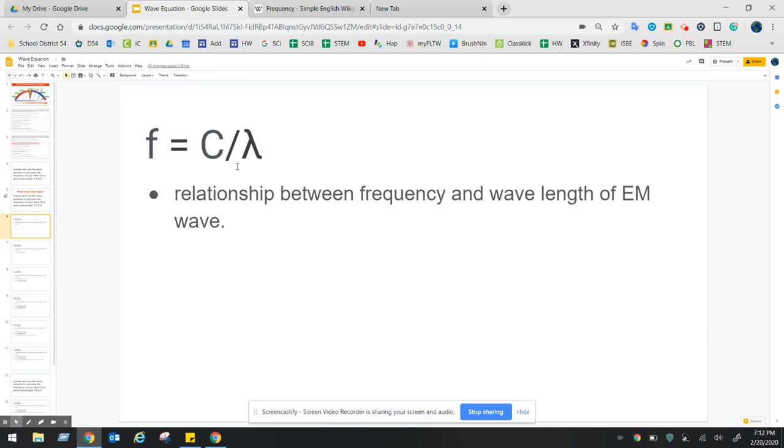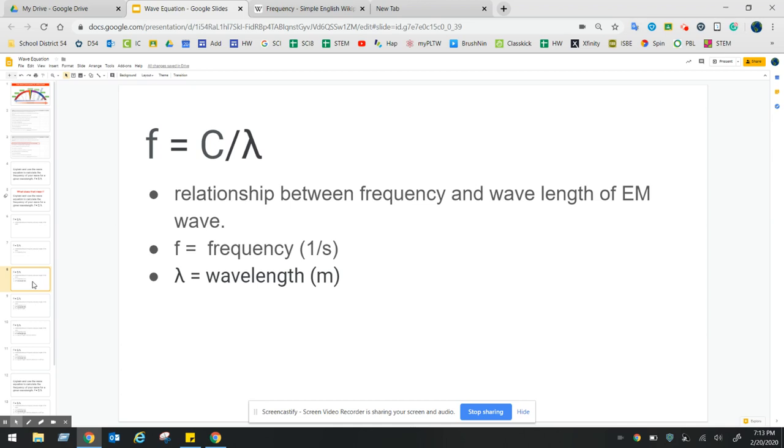We know that this equation gives us the relationship between frequency and the wavelength of an electromagnetic wave. We know that frequency, F, is 1 divided by seconds, or 1 per second, or seconds to the negative 1. What does that mean? Say I have a frequency of 10, that means that 10 waves are passing through a certain point per second. If I have a frequency of 1/10, then it takes 10 seconds for one wave to pass by a certain point. If my frequency is 100, then 100 waves pass by a certain point per second, and so on.